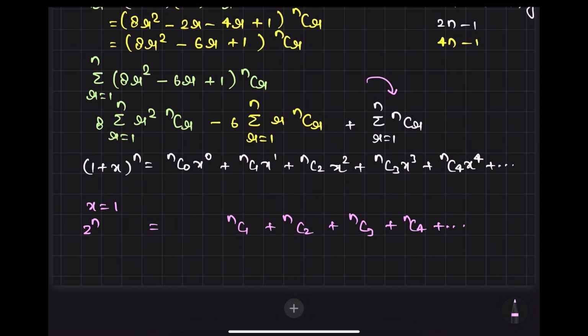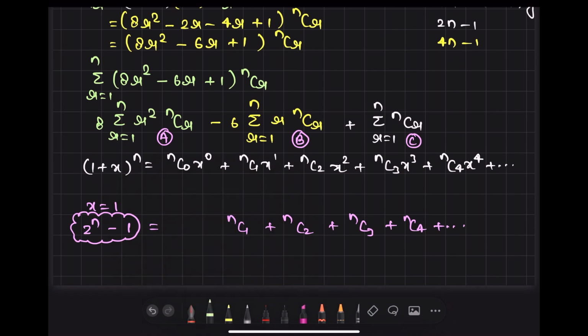2 power n minus nC0, that is 1. So can I say that this white part is nothing but 2 power n minus 1? Okay, I hope the first part is clear. Now look at this. So this is your first answer. Part C, I will name it as A, B, C. So you got the answer for C.